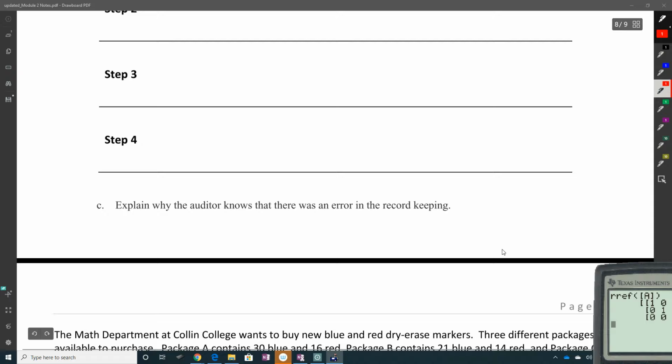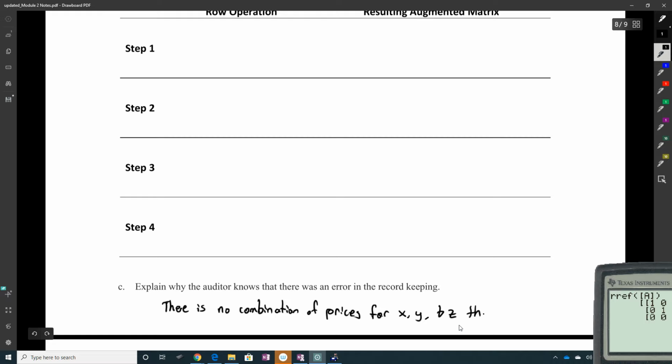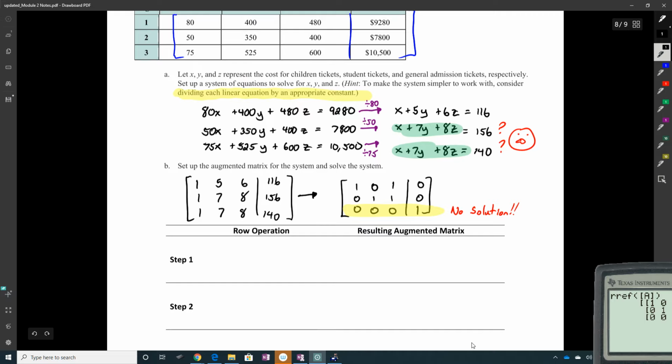Okay, so the very last thing says, explain why the auditor knows that there was an error in the record keeping. Because basically, there's no solution. What they mean by no solution, you have to elaborate at that. There is no combination of prices that can account for the total revenue. Okay, so that's that problem.